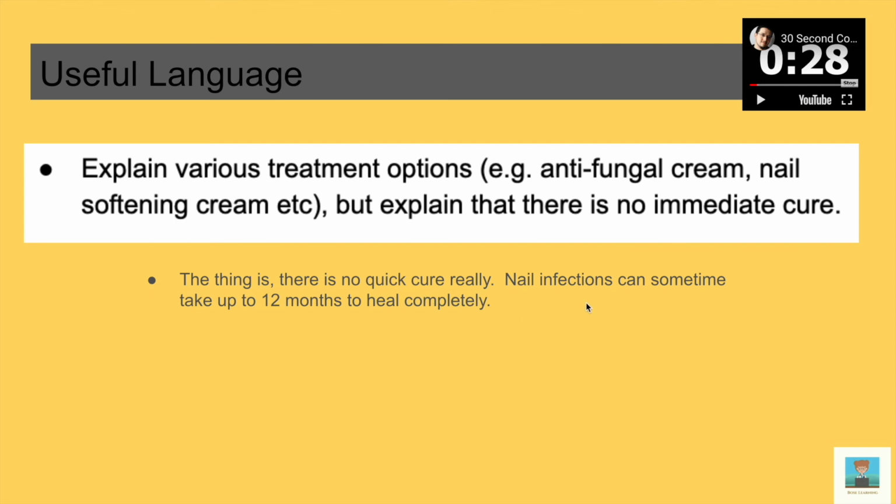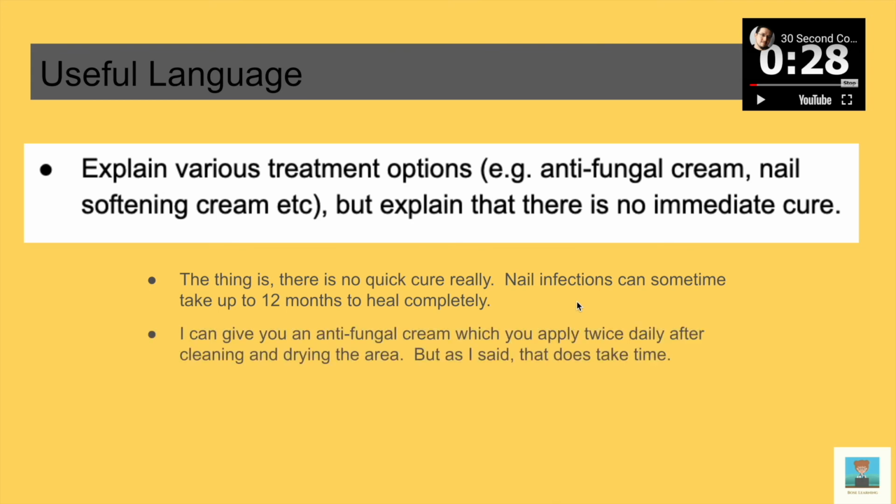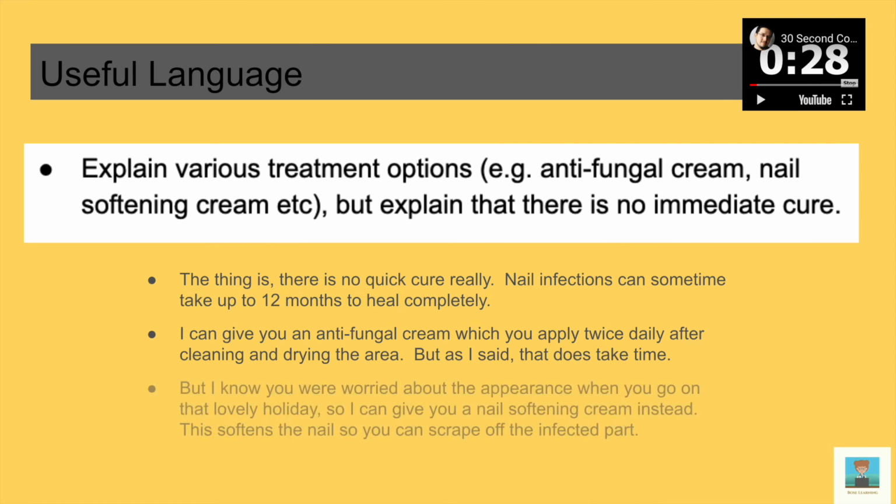Nail infections can sometimes take up to 12 months to heal completely. I can give you an antifungal cream, which you apply twice daily after cleaning and drying the area. But as I say, that does take time. So you're emphasising the fact. And then, but I know you were worried about the appearance when you go on that lovely holiday. So I can give you a nail softening cream instead. This softens the nail so you can scrape off the infected part. So you're referring back to what the patient has told you again.